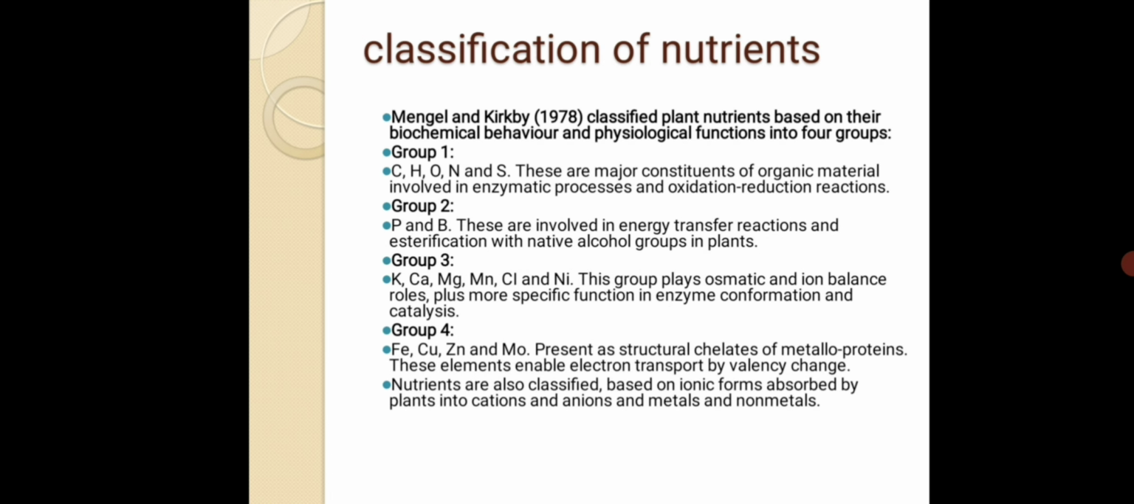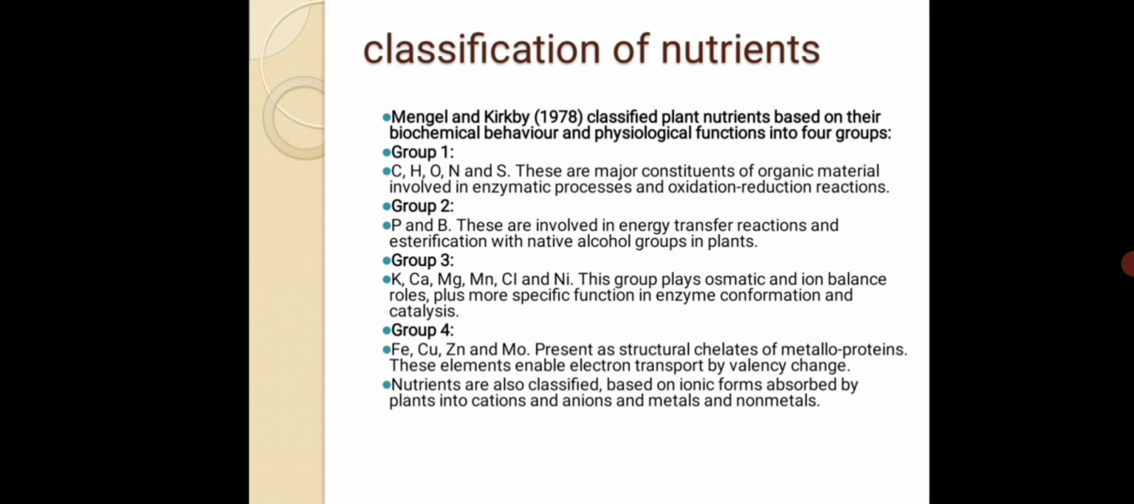Classification of nutrients. Menzel and Kirby, 1978, classified the plant nutrients based on biochemical behavior and physiological function into 4 groups. Group 1 will be carbon, hydrogen, oxygen, nitrogen, and sulfur. These are the major nutrients of organic material involved in enzymatic processes and oxidation reduction reactions.